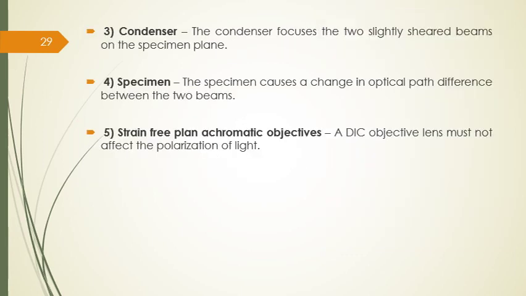So the condenser focuses the two slightly sheared or refracted beams on the specimen plane. The differential interference contrast microscope requires that the microscope be aligned for Köhler illumination. So this is a specific term, the Köhler illumination that is used. Here I clarify two things: one is the shear beam, the other one is Köhler illumination.